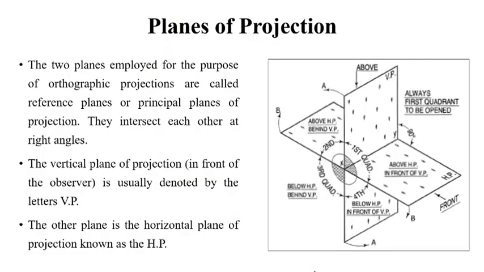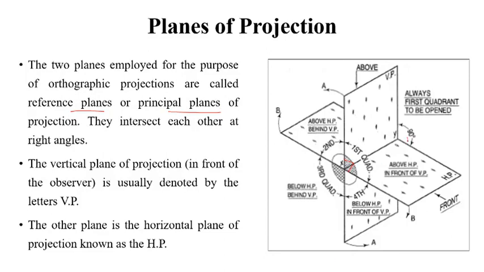Now these two planes are employed for the purpose of orthographic projection. The planes we use for orthographic projection are known as the reference planes or the principal planes of projection. And these two planes always intersect at right angles. This is your 90 degrees.